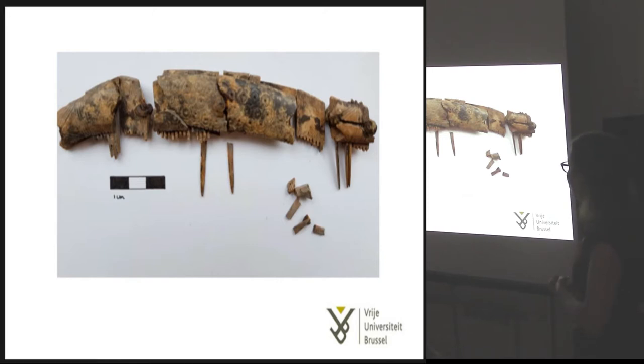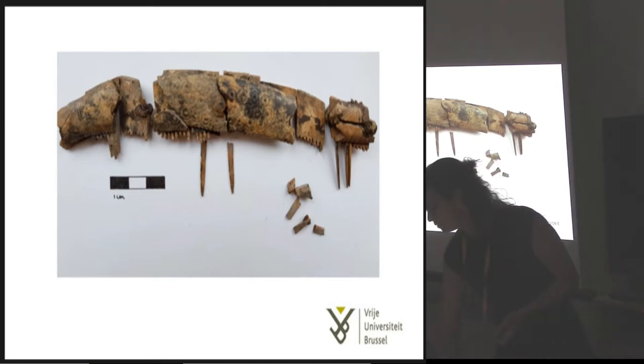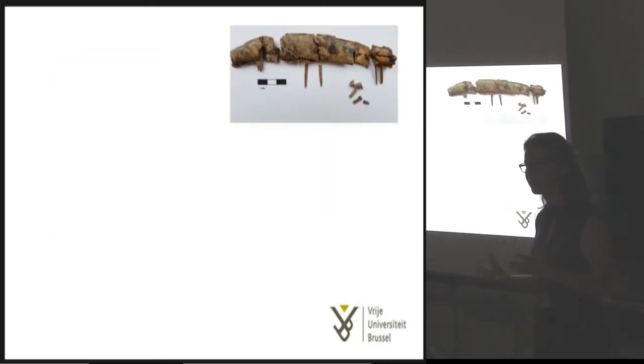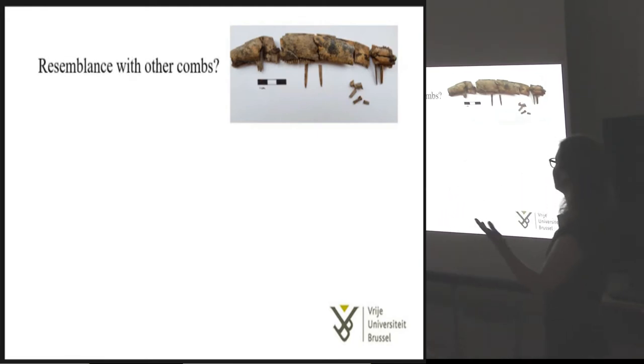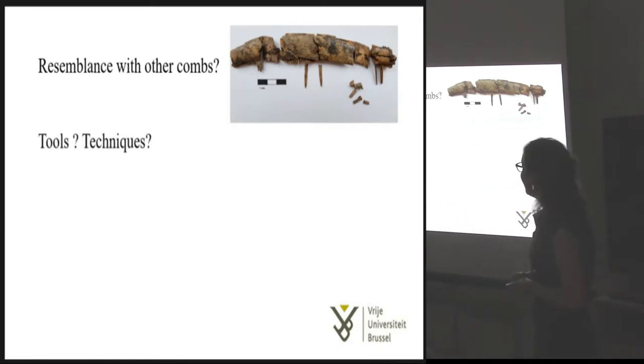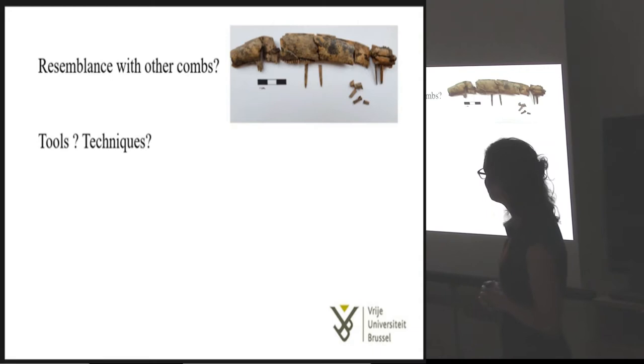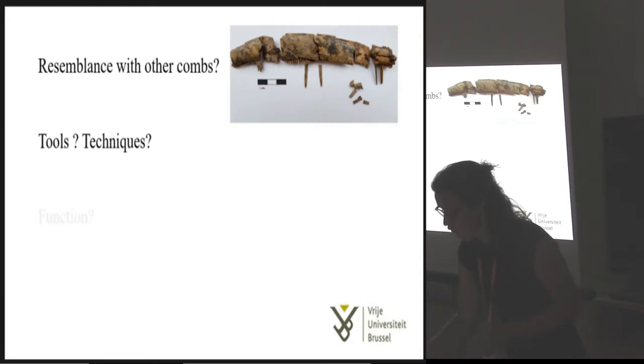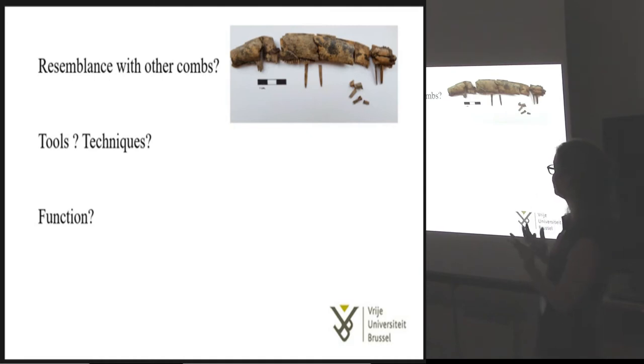So when you see this object, there are actually different ways you can approach it. You can ask, where did I find the same kind of combs, the same form, the same length? Or you can ask yourself, how did the comb maker make this comb? What tools did he use? What techniques did he use? And some people will ask themselves, why were these combs used? It's not always to comb the hair. Sometimes the combs are really large, so they don't really know why they were used. So that's a third question that we can ask ourselves about this object.